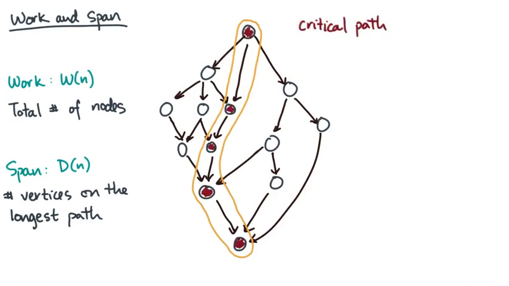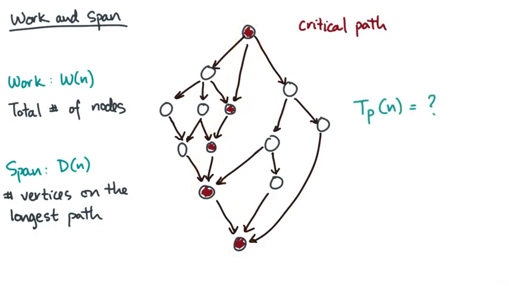Now as a historical aside, the length of this critical path, or what I just called the span, historically was called depth. And that's why I'm using the symbol d of n. Back in my day, we didn't have no span. We called it depth, and you liked it.